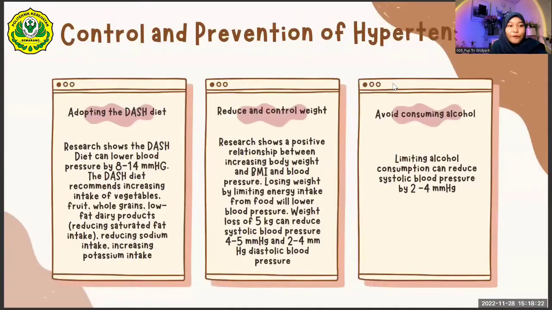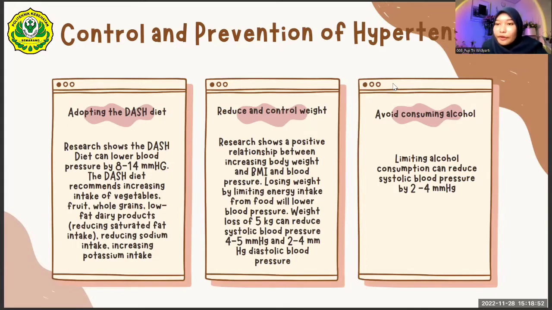And so point number 4 is adopting the DASH diet. Research shows the DASH diet can lower blood pressure by 8 until 14 mmHg. The DASH diet recommends increasing intake of vegetables, fruit, whole grains, low-fat dairy products, and reducing saturated fat intake, reducing sodium intake, and increasing potassium intake.